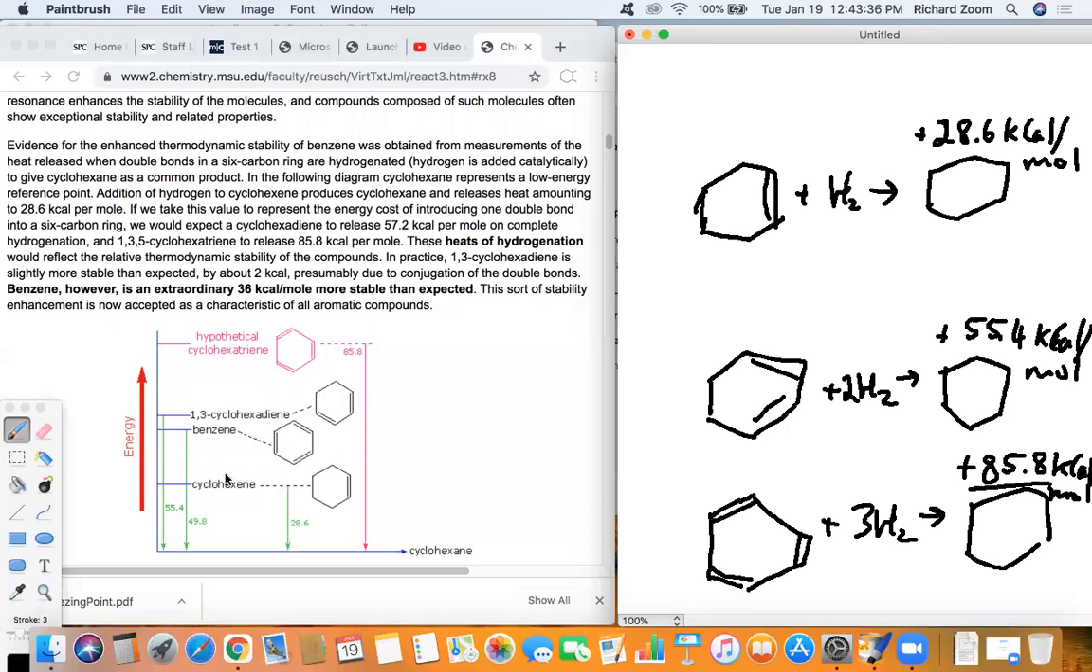Now, as it turns out, if you look at benzene, real benzene, it's actually 49.8. It's actually lower energy than the one with two double bonds in it. So what I'm saying is benzene is actually about 35 kilocalories per mole less than the one with the theoretical three double bonds in it, but doesn't exist.